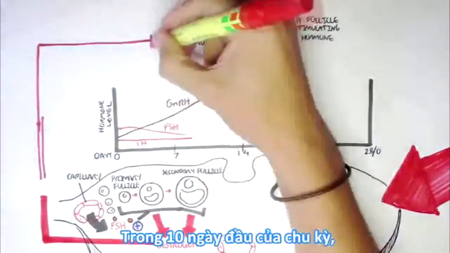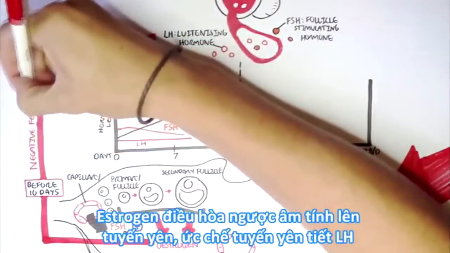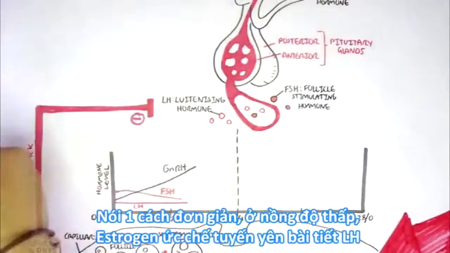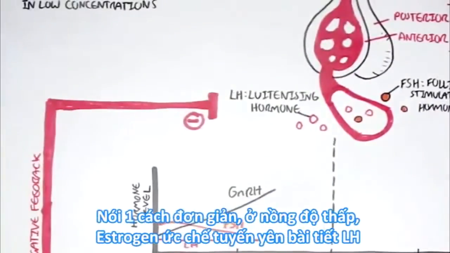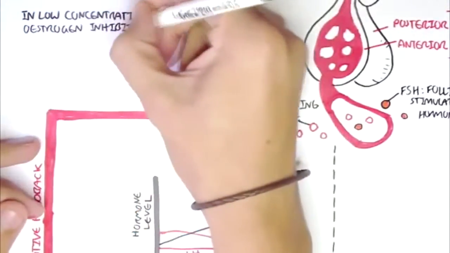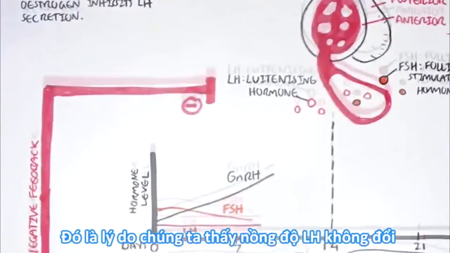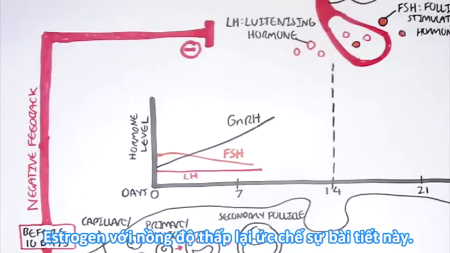In the first 10 days of the menstrual cycle, so in the beginning, estrogen has a negative feedback on the pituitary gland, inhibiting the release of luteinizing hormone. To put it simply, at low concentrations, estrogen inhibits luteinizing hormone secretion from the anterior pituitary. And that is why we only see a steady level of luteinizing hormone in the blood. Because even though gonadotropin releasing hormone from the hypothalamus is stimulating the release of luteinizing hormone, at low concentrations, estrogen will inhibit luteinizing hormone release.